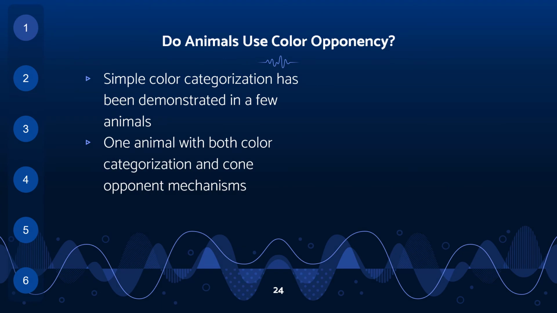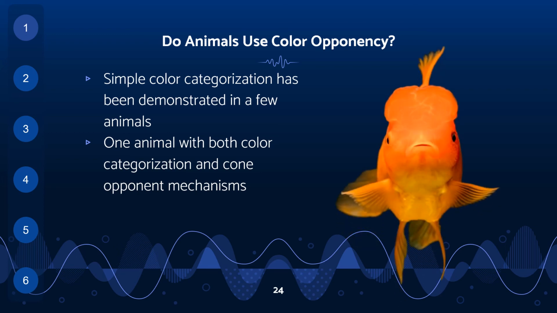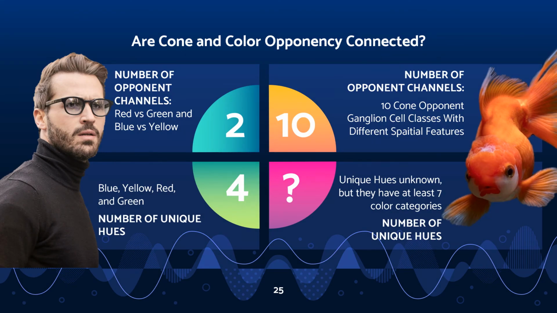Simple color categorization has been demonstrated in a few animals. One animal for which both color categorization and cone opponent mechanisms are known is the goldfish. So how does what we know about color opponency and cone opponency in goldfish stack up to humans? In humans, we have two cone opponent channels, which compare red versus green and blue versus yellow. Necessarily, humans have 4 unique hues, twice as many as opponent channels.